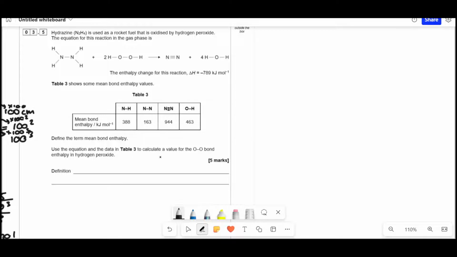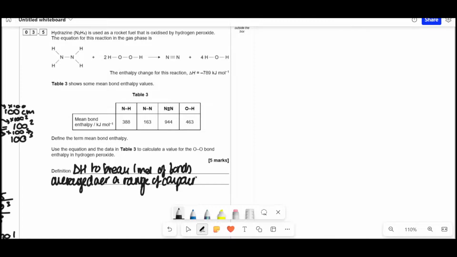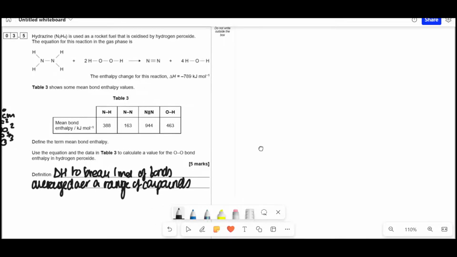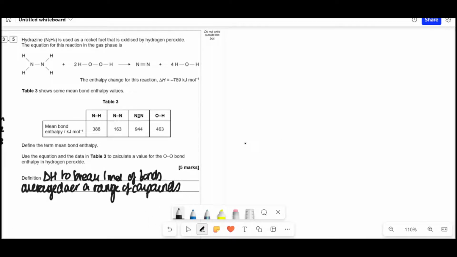So the definition, it's bond enthalpy. So it's going to be the enthalpy change. I'm going to write delta H because I'm lazy, but you write the whole thing. When? Well, what you need to say what it is. So it's the enthalpy change, sorry, to break 1 mole of bonds averaged over a range of compounds. So it's not that they're learning for the sake of it what the actual enthalpy changes are. It's so you understand what the enthalpy changes actually mean.